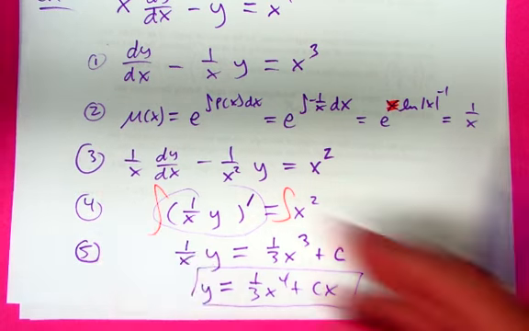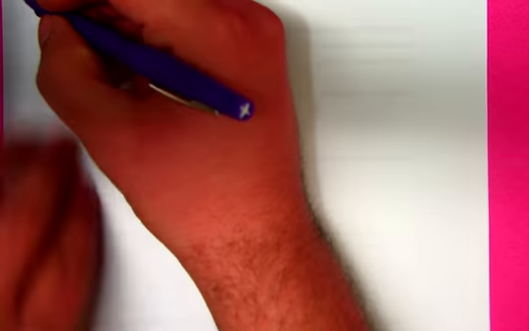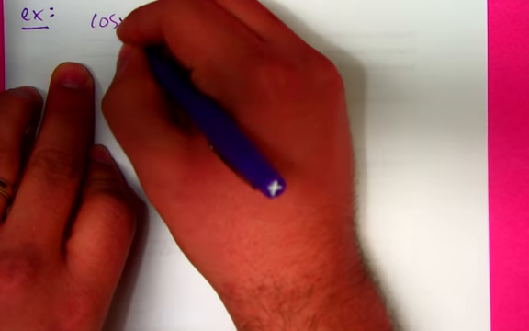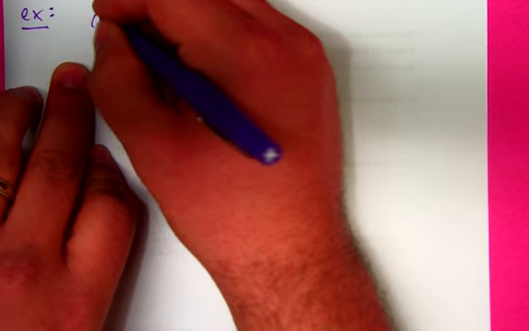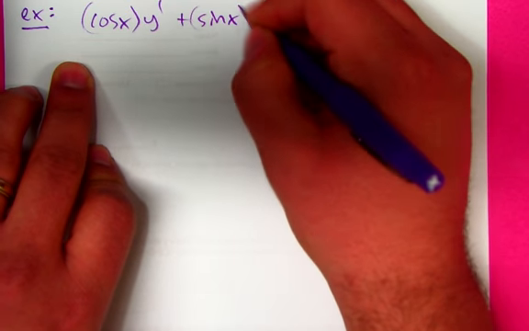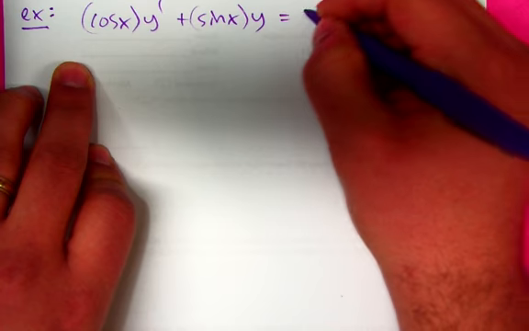Why don't you guys try this one? Cosine x times y prime plus sine x times y equals 5x.